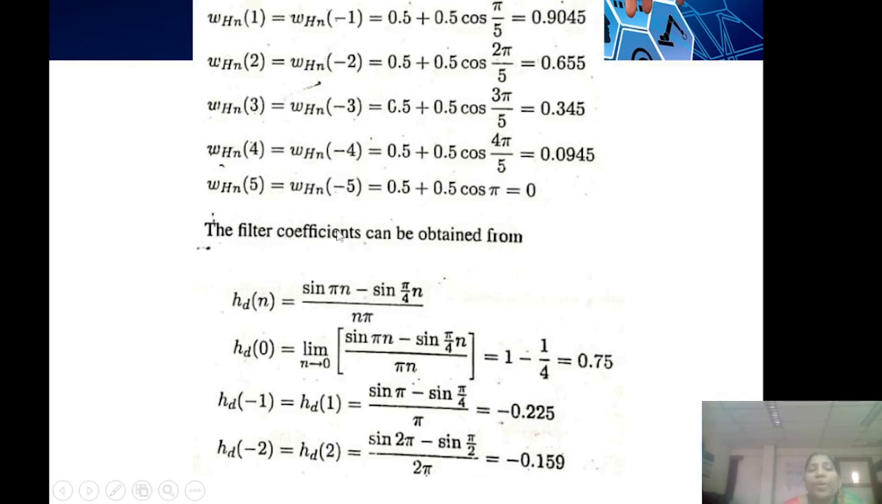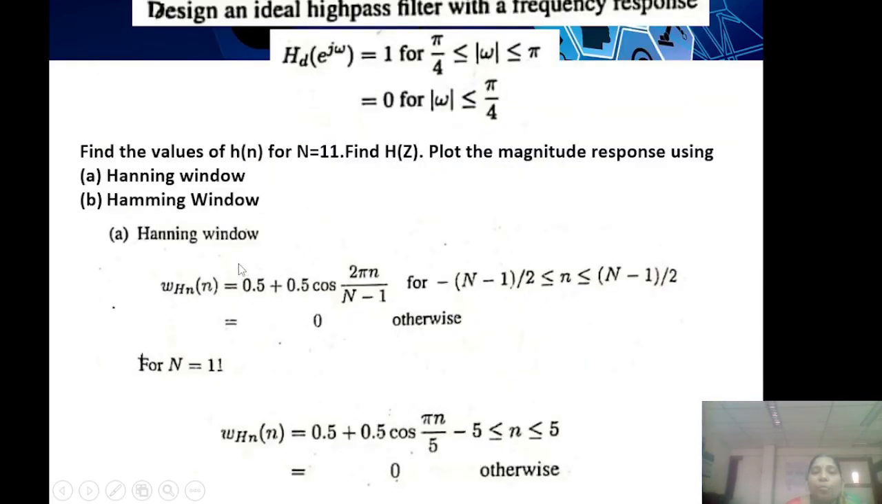Next, in order to find the filter coefficients h_d(n), you have to apply the inverse Fourier transform to H_d(e^{jω}). Here the modulus of ω varies between π/4 to π, that means ω takes both positive and negative values. For positive values the limit varies from π/4 to π, and for negative values the limit varies from −π to −π/4. Using this, you integrate with respect to the two different limits and simplify.